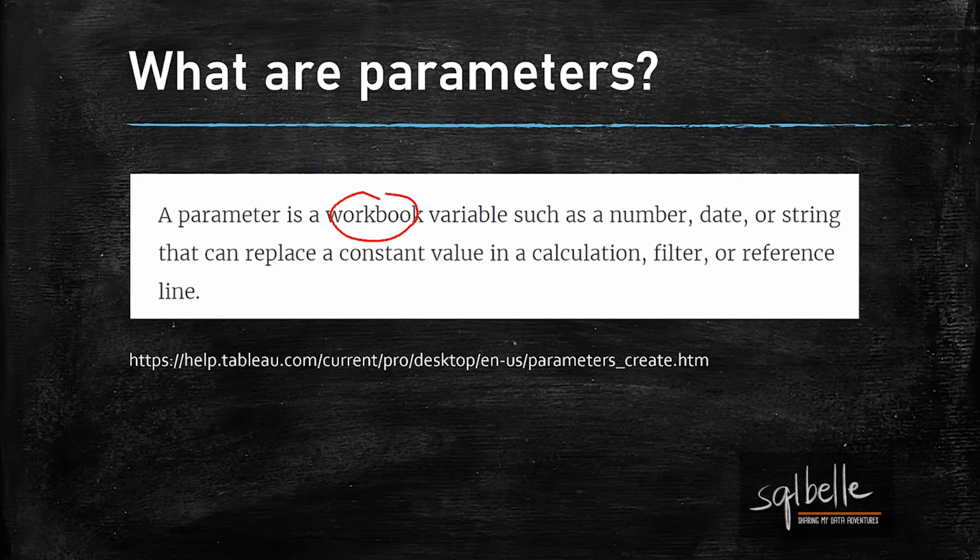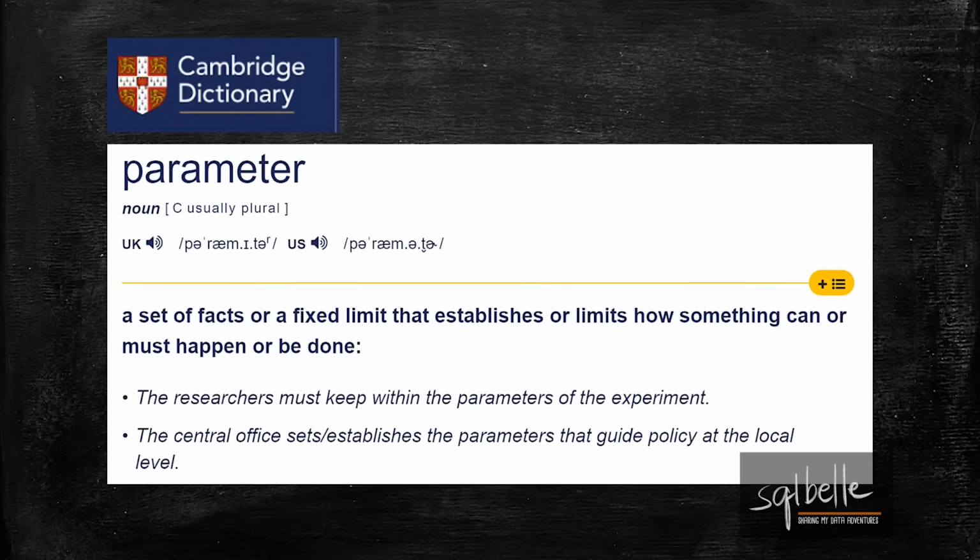There is also mention of a variable. A variable is a term used in programming which refers to a placeholder for a value, and that's what a parameter is. It holds a value that can be used to replace something that is referenced in places like a calculated field, a filter, a reference line, and a few others. The definition in the Cambridge Dictionary is also helpful in understanding what parameters do. In here, it highlights that parameters can establish or limit how something must happen or how something can be done.